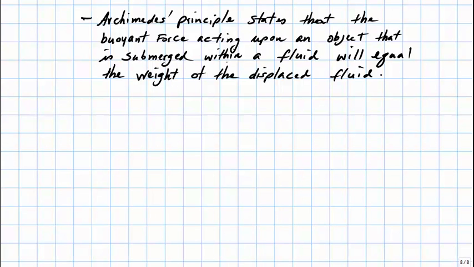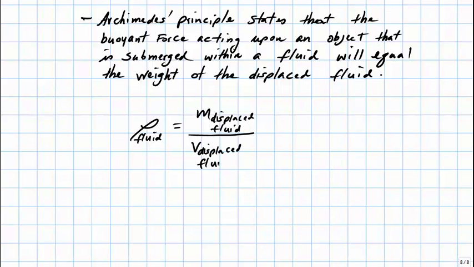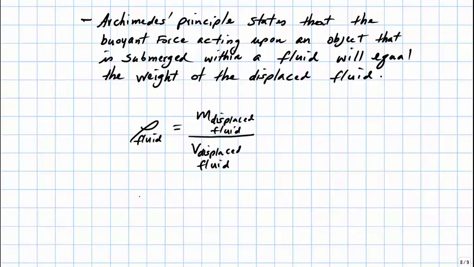We can determine this weight by first considering the fact that the density of the fluid equals the mass of the displaced fluid divided by the volume of the displaced fluid. From this equation, we can extract the mass. The mass equals the density of the fluid times the volume of the displaced fluid.